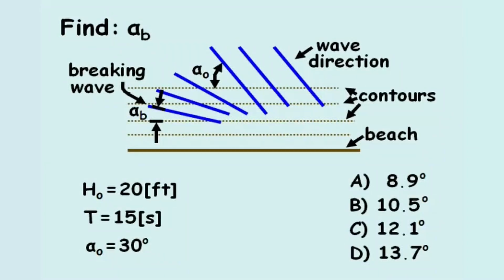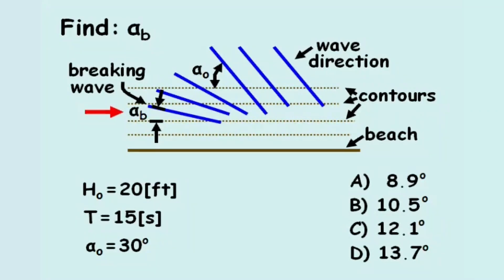Find alpha b, the approach angle of the wave when the wave breaks. In this problem, we are provided the deep water wave height, h0, the period of the wave, t, and alpha naught, which is the deep water approach angle. The problem asks to find alpha b, which is the angle between the crest line of the wave and the ocean bottom contours when the wave breaks.